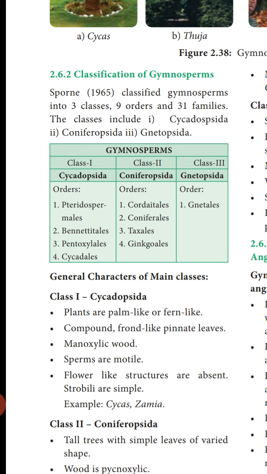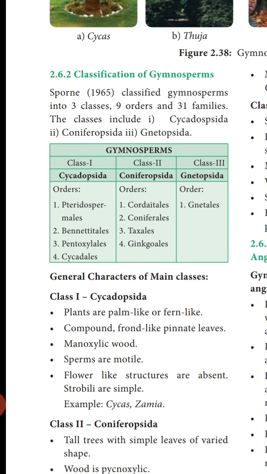Okay, so three classes are there. Here you can see, as we have always studied, the classification is done from lower forms to higher forms of plants, from primitive to advanced forms. So Cycadopsida are the primitive forms of the gymnosperms. Four orders are there in class Cycadopsida: Pteridospermales, Bennettitales, Pentoxylales, then Cycadales. Among these, the only representative gymnosperm present now is from the Cycadales.